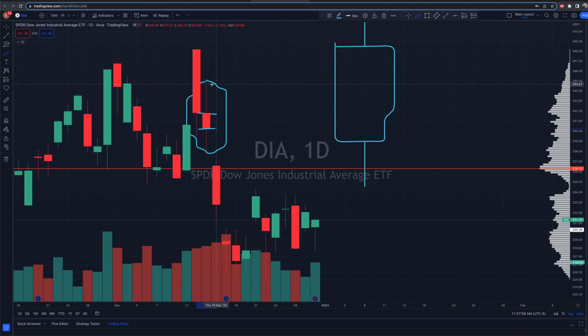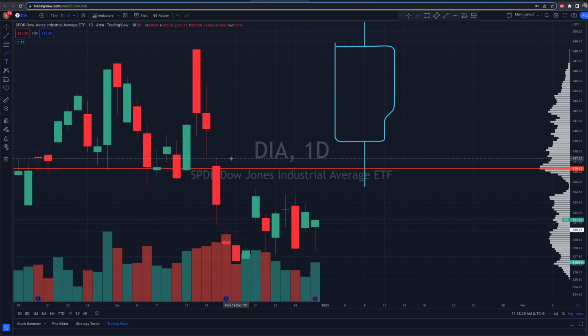The top of the wick is the highest price point that traded on that day or that candlestick time frame. And the bottom of the wick is the lowest point that the stock or ETF traded on that time frame, or that day in this case. So that's all that it means. Top of the wick, top of the range, high of the day. Bottom of the wick, low of the range, low of the day. Okay?